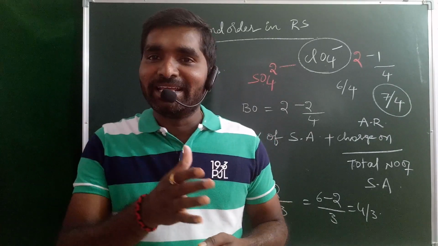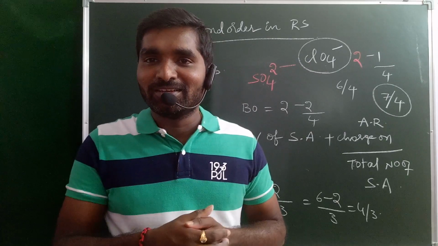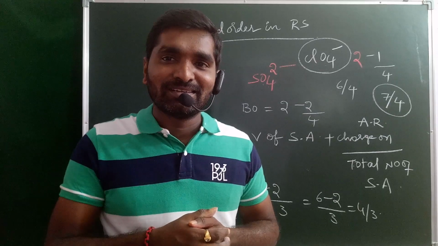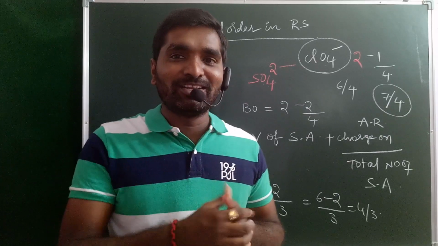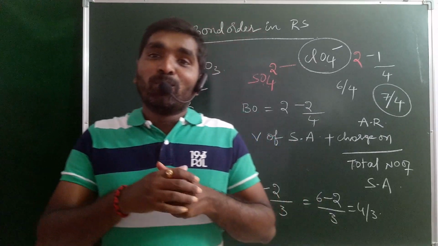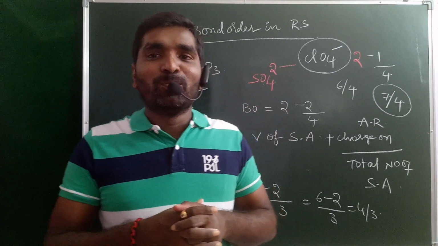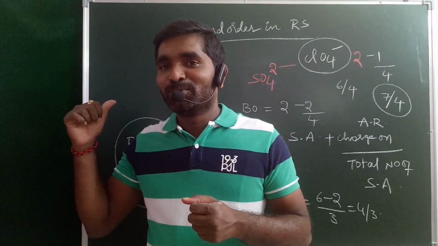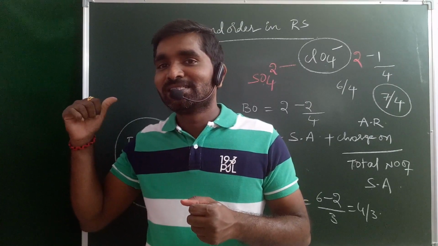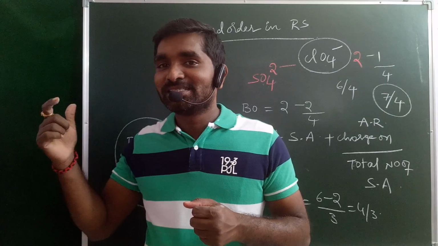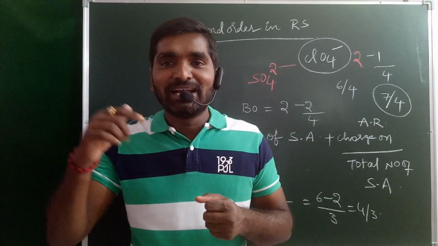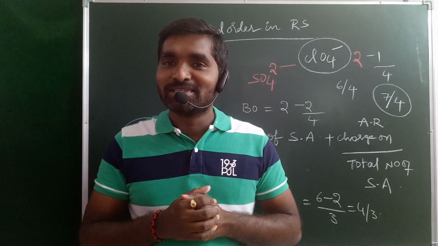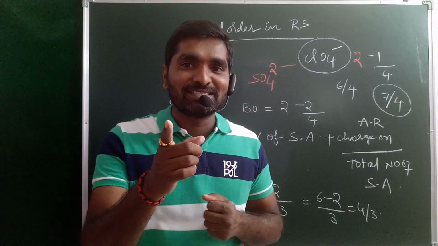For a system with less than 18 electrons, our super trick is 3 minus 0.5 into n. You remember that formula. For a system with more than 18 electrons, bond order equals the valency of the surrounding atom plus the charge on the acid radical, divided by the total number of surrounding atoms. That is our super trick, guys.